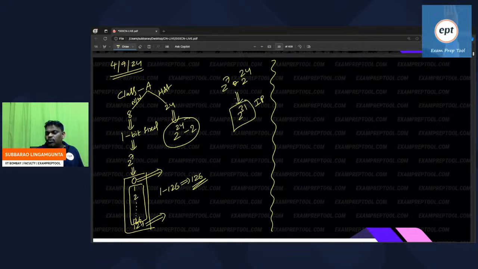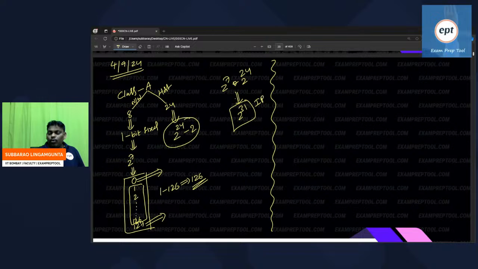Sir, what are 0 and 127 used for? They are mentioned for some other purpose. You will get to know all the details. Remember, in class A there are a total of 128 networks, and 2 networks are for special purpose. They will come after some point of time. So please be careful. If I say it now, some confusion will come.